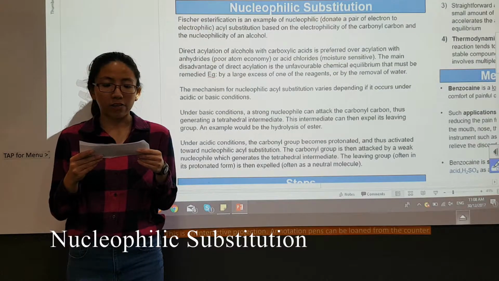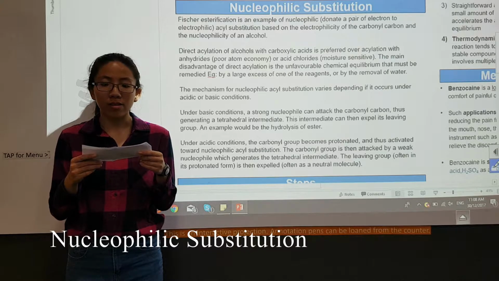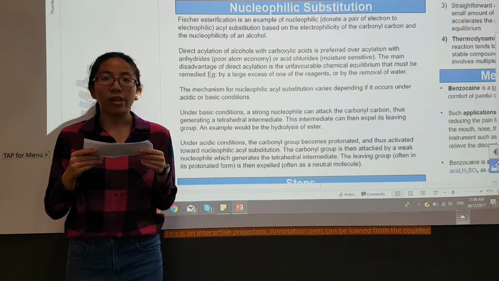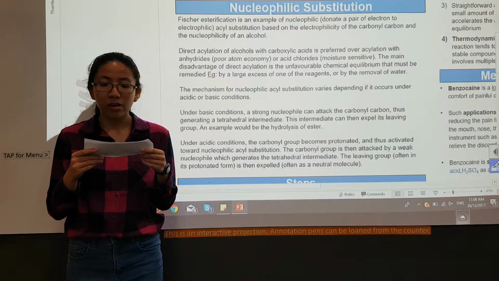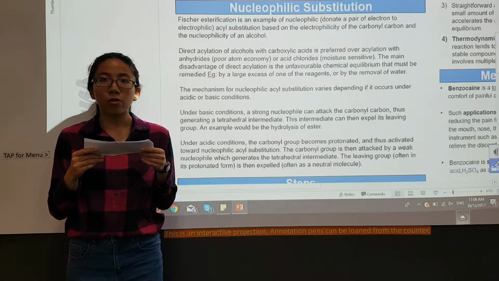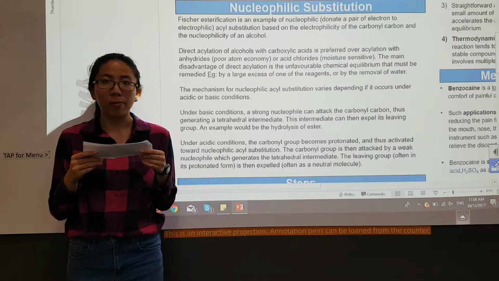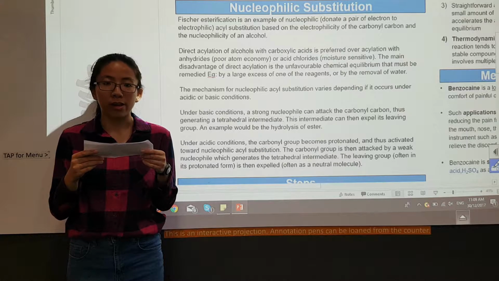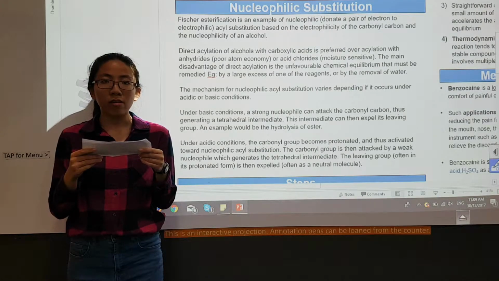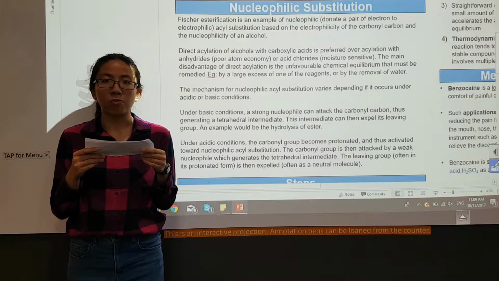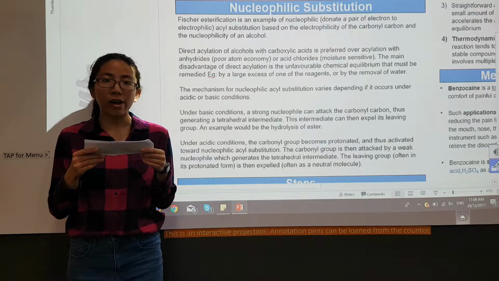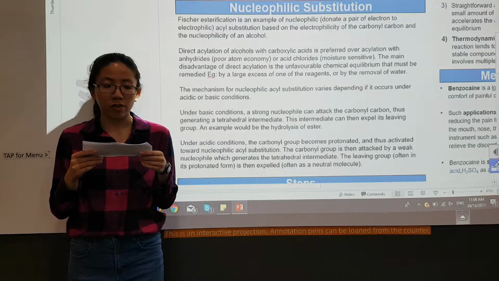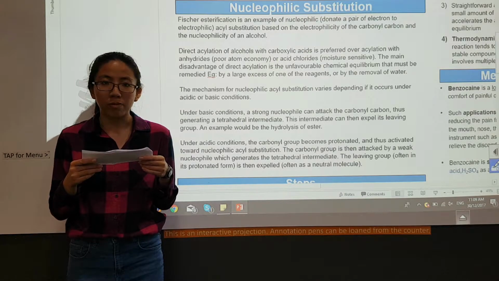Fischer esterification is an example of nucleophilic acyl substitution based on the electrophilicity of the carbonyl carbon and the nucleophilicity of the alcohol. Nucleophilic means that the alcohol donates a pair of electrons to the carbonyl carbon of the carboxylic acid, while electrophilic is the opposite of nucleophilic. Direct acylation of alcohol with carboxylic acid is preferred over acylation with anhydrides or acid chlorides. The main disadvantage of direct acylation is the unfavorable chemical equilibrium.